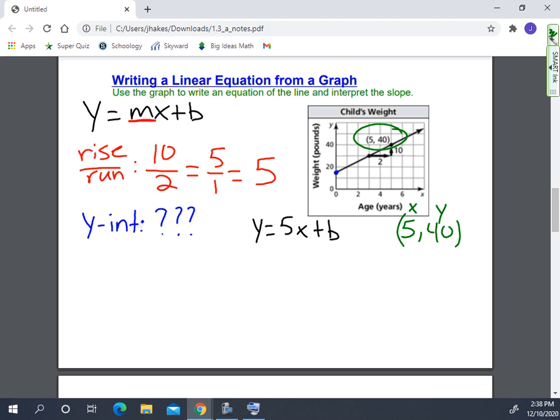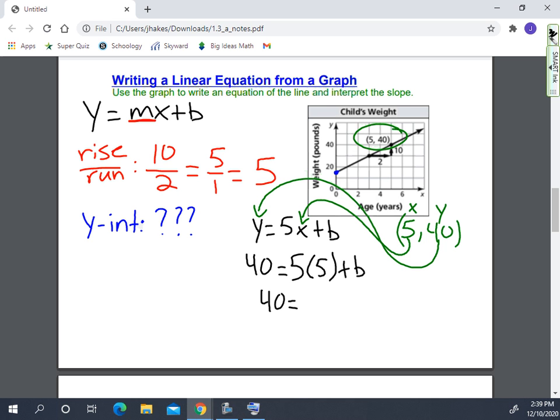Well, what can we do with this information? We can plug 5 in for x and 40 in for y. And then we can solve for b. So we can say that 40 is equal to 5 times 5 plus b. If we solve this, 40 equals 25 plus b. If we subtract 25 from both sides, these cross out, and we're left with b is equal to 15.